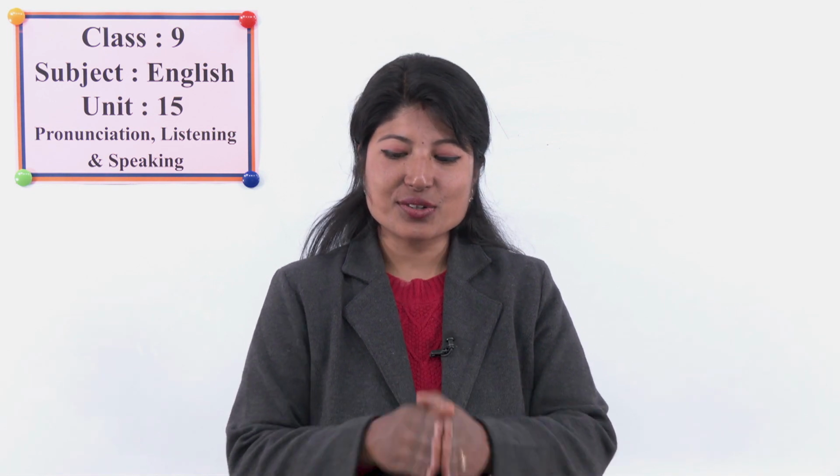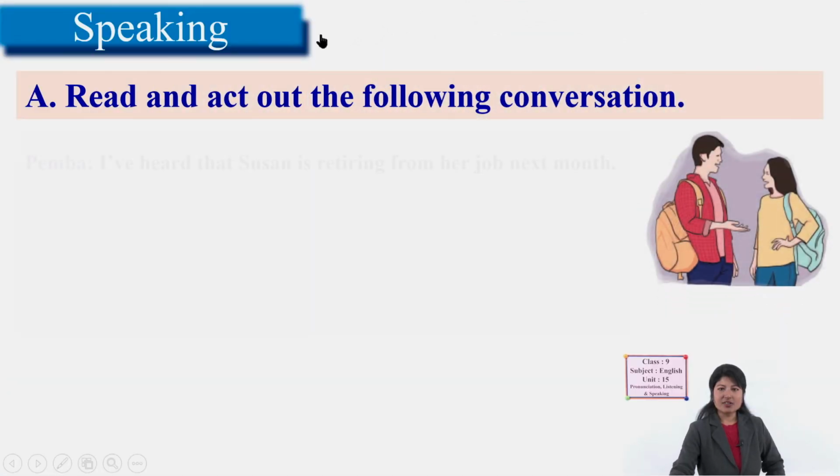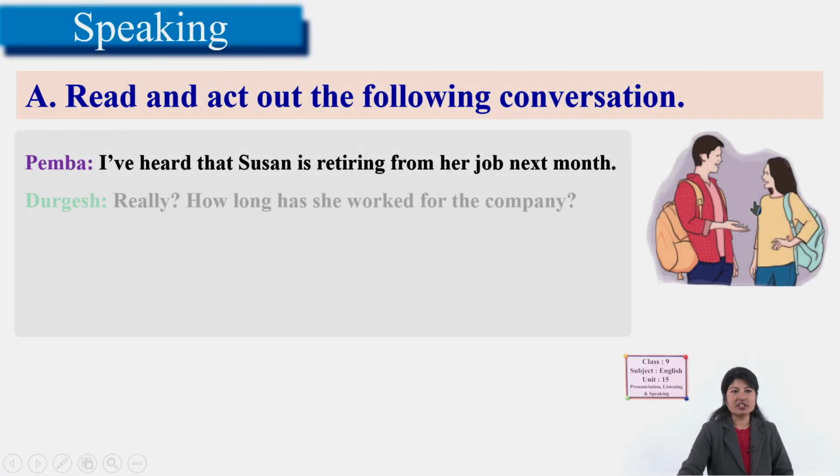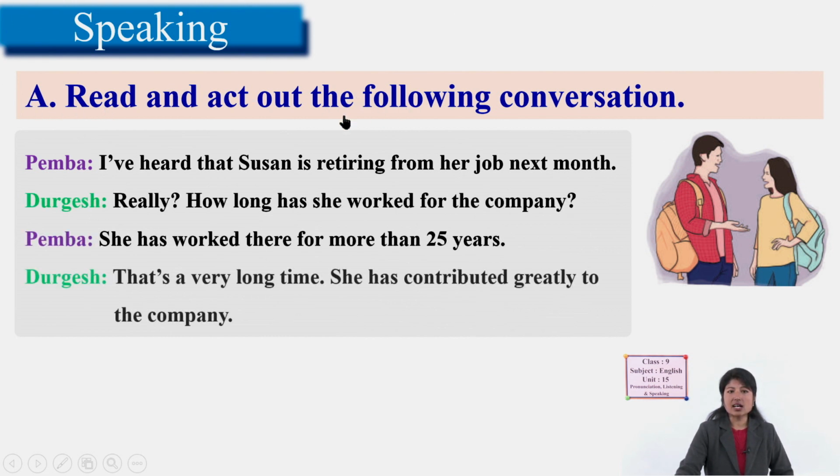So what is there in the speaking session? Let's check it out. First, in speaking, we have a picture over here. Number A, read and act out the following conversation. Okay, we have a conversation. Two people are conversing, talking, speaking. Who are they? They are Pemba and Durges. Pemba and Durges are talking about something. Let's read and find out what they are talking about.